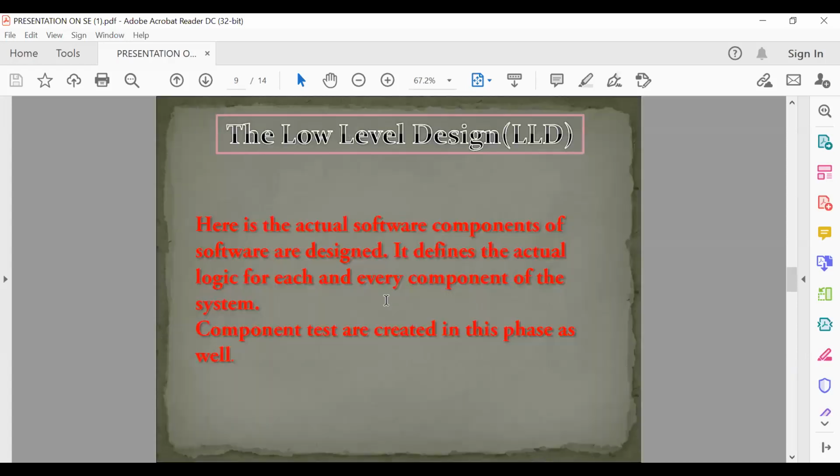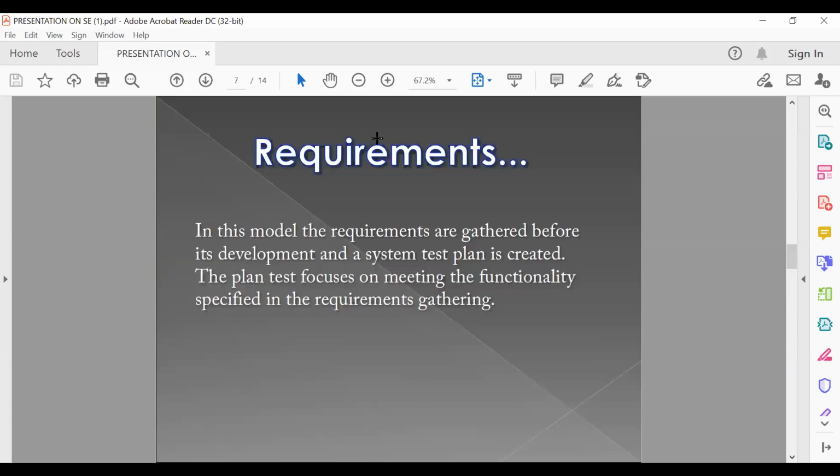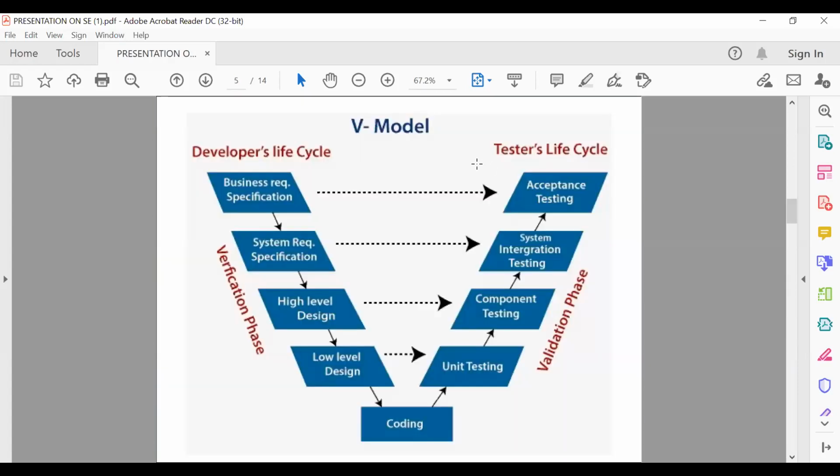If we just discuss this figure, then you can understand the whole V model. So that's all from my end about the software design life cycle in this V model.